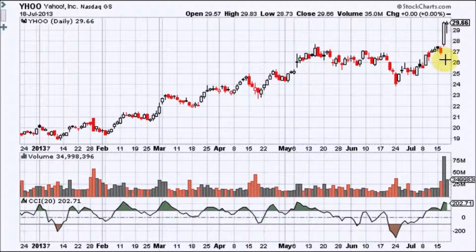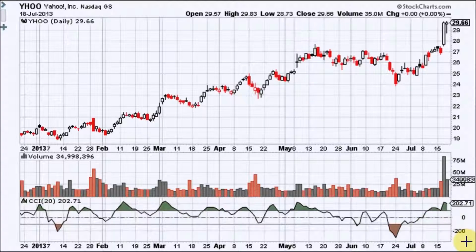Wow. Nice breakout on volume on Yahoo, my favorite stock. I'll explain why here in a minute, but let's talk about the CCI first. Okay. First of all, there's the line. This is the signal line.